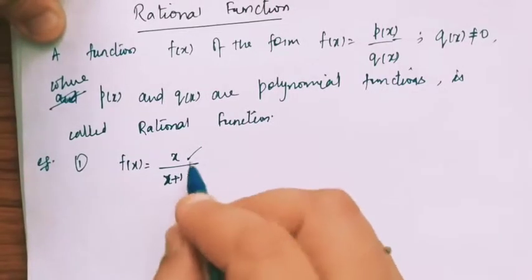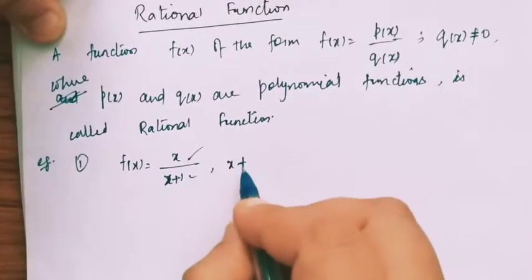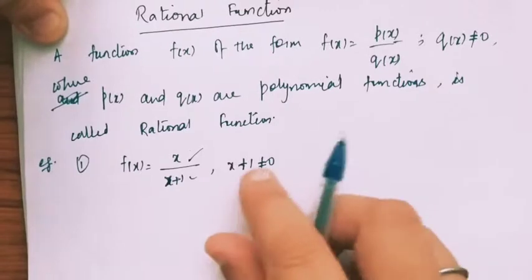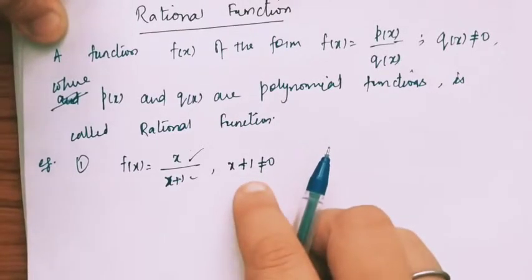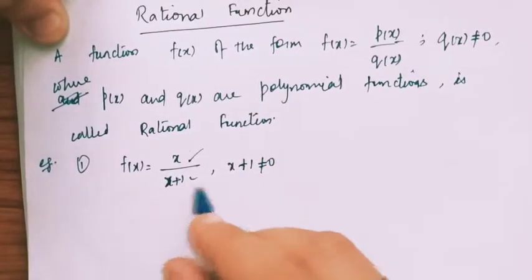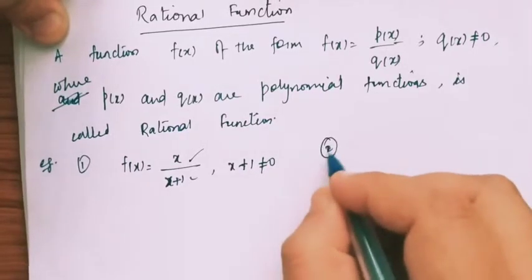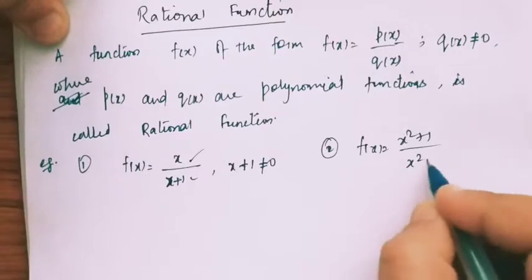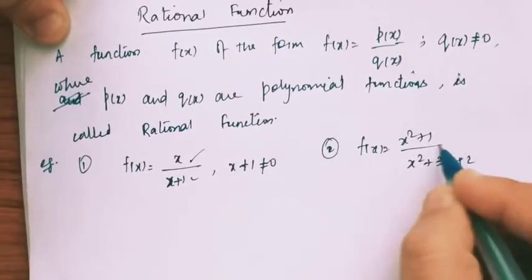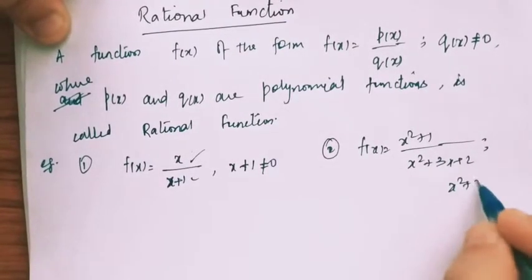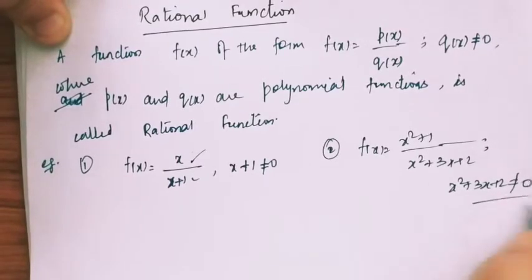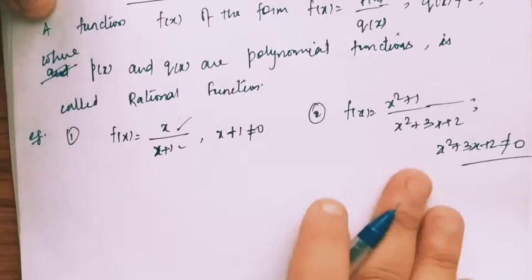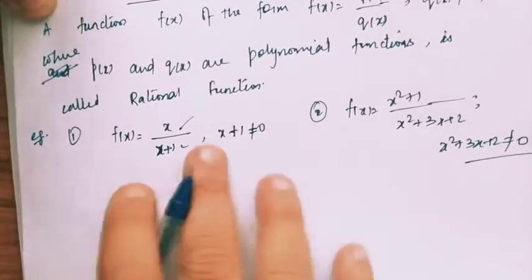Here we put a restriction that x plus 1 should not be equal to 0. Whenever you do this, just put a restriction that the denominator should not be equal to 0. Another example is x square plus 1 divided by x square plus 3x plus 2, and again x square plus 3x plus 2 should not be equal to 0. In this way you can frame more examples.